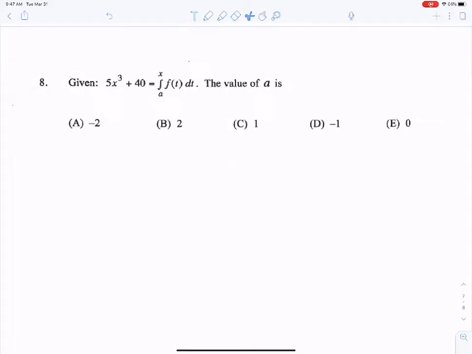Okay, what do we got here? Given this function, find the value of a. Let's see what we can do here. We are told that 5x cubed plus 40 equals this.